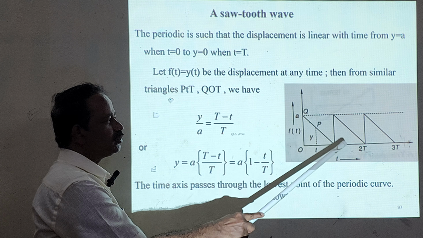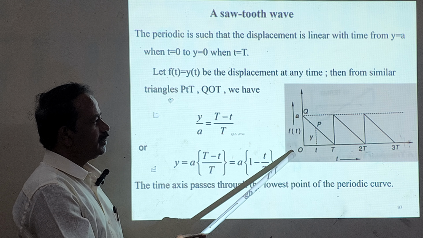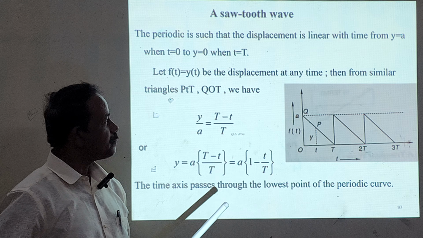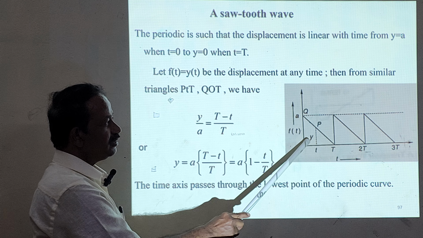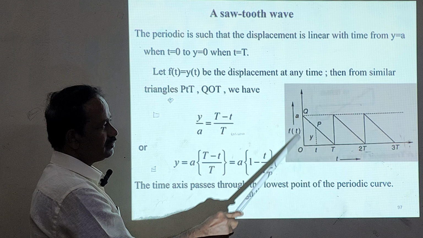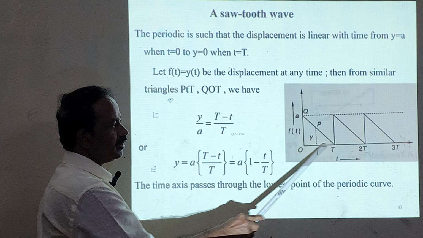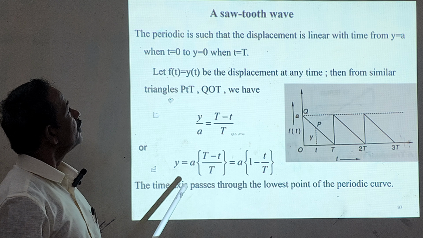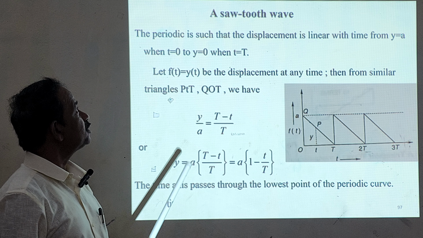This is a sawtooth wave, and it starts with 0 for a complete wave. It ends with 2T. Now we are going to consider two triangles. One triangle is this one, and another one is the small triangle. So we are going to consider two triangles. Now let us have some explanation.